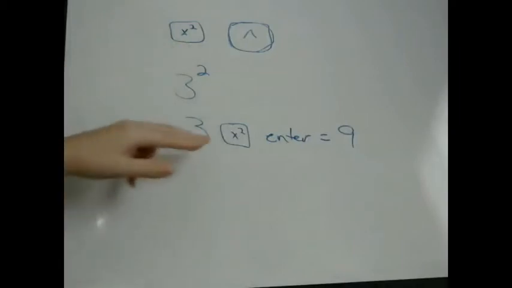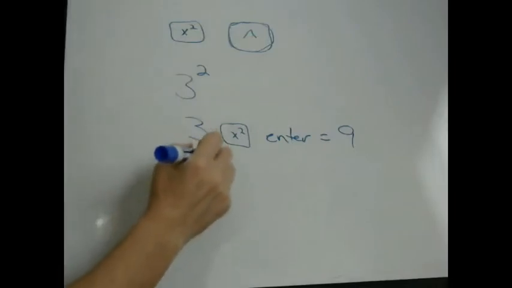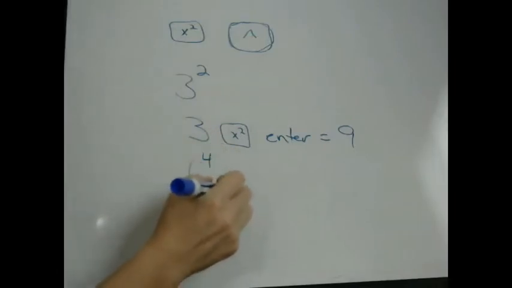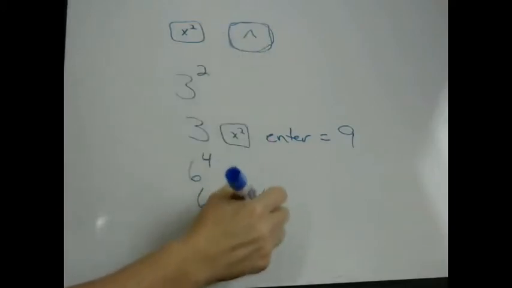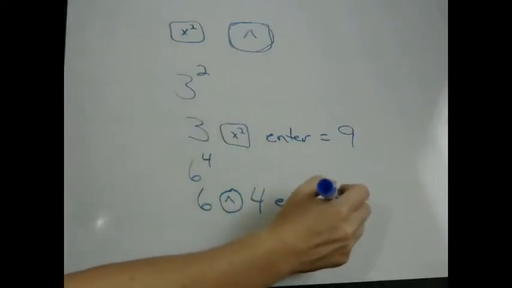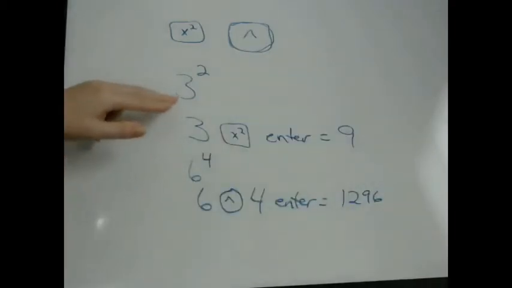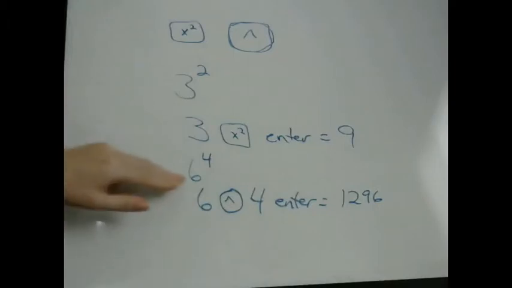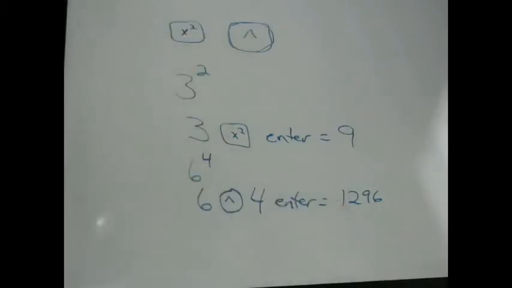If you have something to a power other than 2, you're going to use the caret button. So for 6 to the 4th, you type in the 6, then the caret symbol, then the 4, and then enter, and that will give you the answer. Make sure you know how to use your calculator, because you don't actually have to physically write 6 times 6 times 6 times 6 for 6 to the 4th. You can just write 6, that button, 4, enter, and get the answer. So make sure you know how to use your calculator.